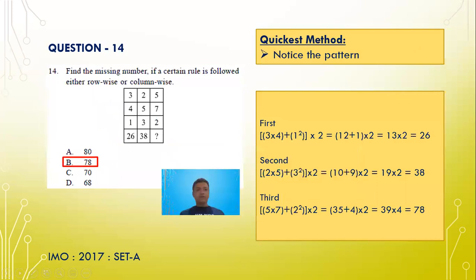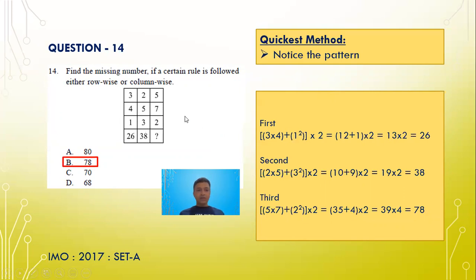Okay, next one. Find the missing number if a certain rule is followed either row wise or column wise. Again, this was a very good question, which is a very tricky pattern. So what is the rule? The rule is you have to multiply the first two numbers, 3 into 4. 3 into 4 is 12. And you have to square the third number, plus 1 square, isn't it?